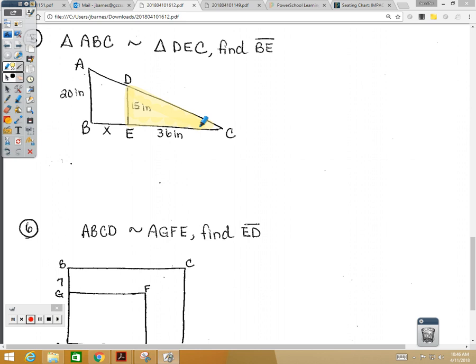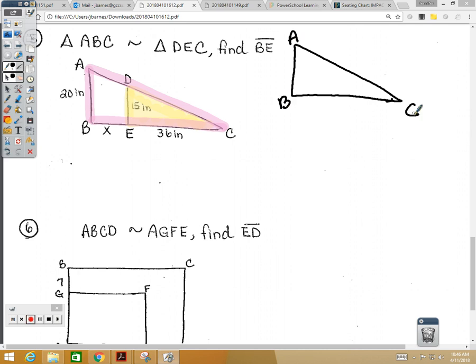I'm going to, obviously I colored in my small triangle in yellow. I'm going to highlight the outside of my big triangle, the entire outside of it, in pink. Okay? And then I'm going to come over here. Here's my big one. My big one's labeled A, B, C. And my little one is going to be D, E, C. So they both share that C.